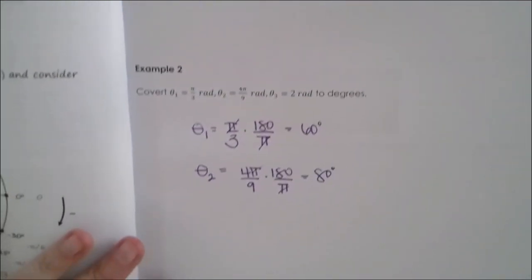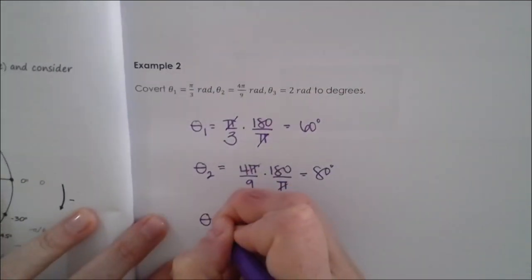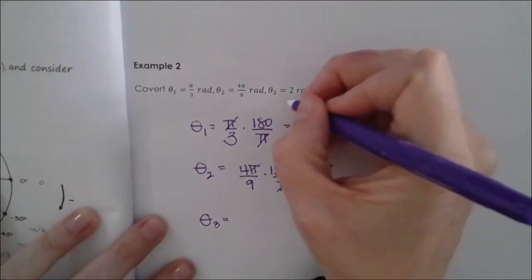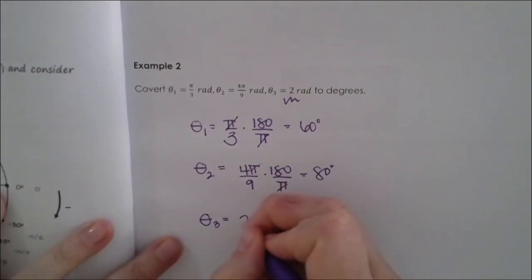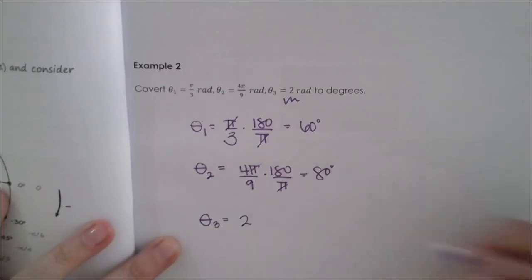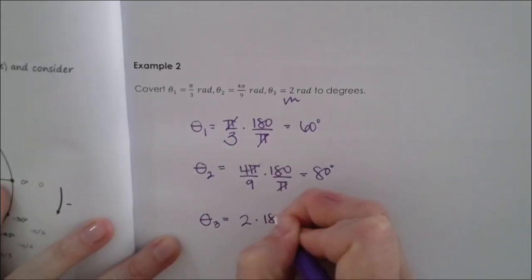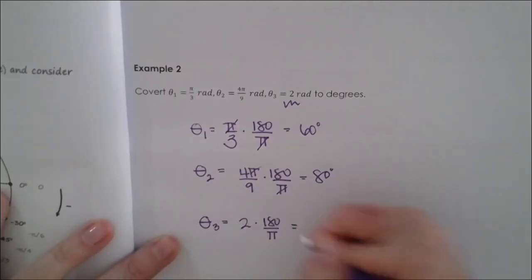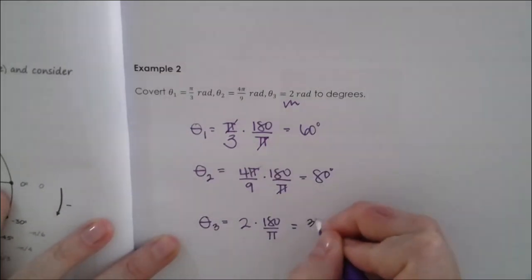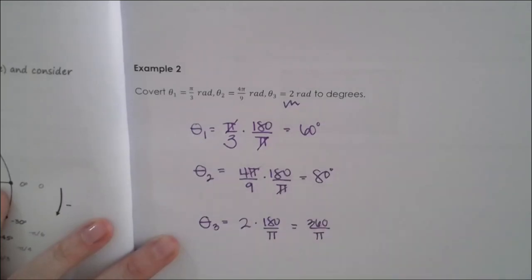And then this last one doesn't have a pi with it. So they've got this rounded answer already for me. So 2 radians is still going to move to degrees. I'm going to do 180 over pi, but this time there's not a pi to cancel. So if I wanted the exact, I could technically leave it as the 360 divided by pi.